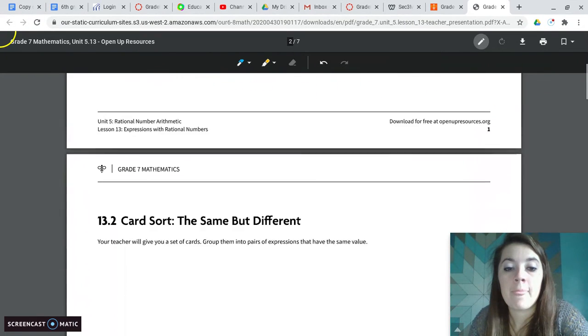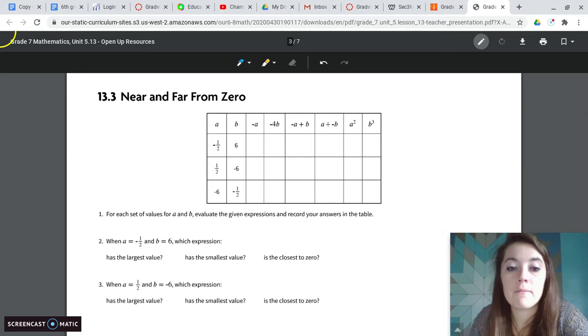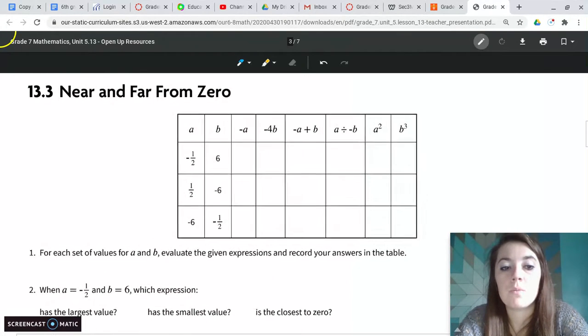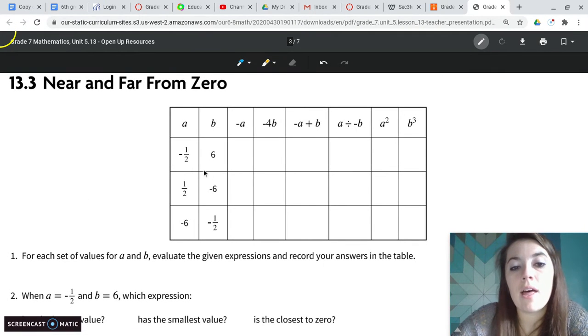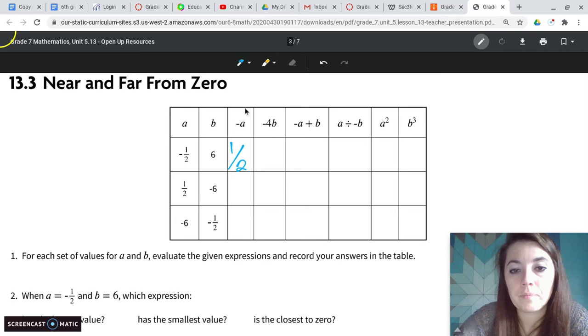All right. Next that we're going to look at is near and far from 0. For each set of values for A and B, evaluate the given expression and record your answers in the table. I'm going to zoom this in so it's a little easier to write. Our A value is negative 1/2. Our B value is 6. So negative A, which means we're taking our A value and multiplying it by negative 1, is going to give us a positive 1/2.